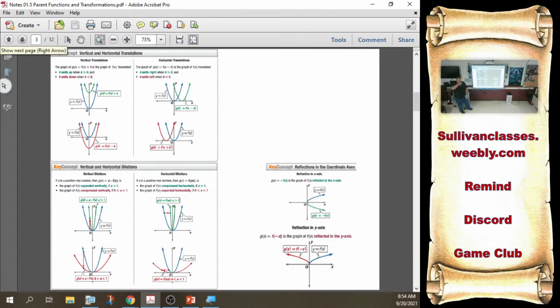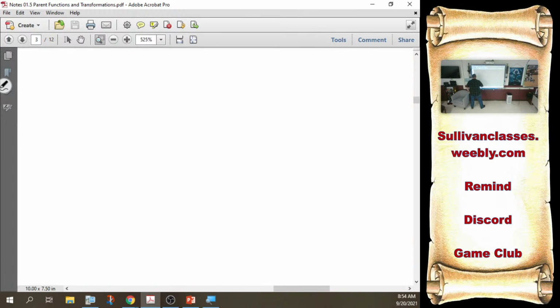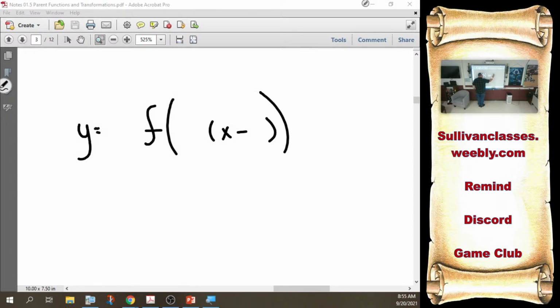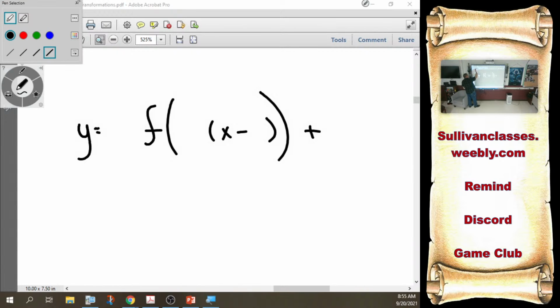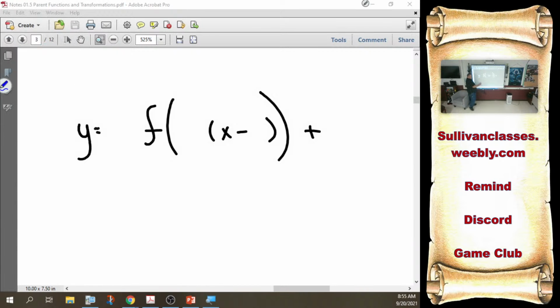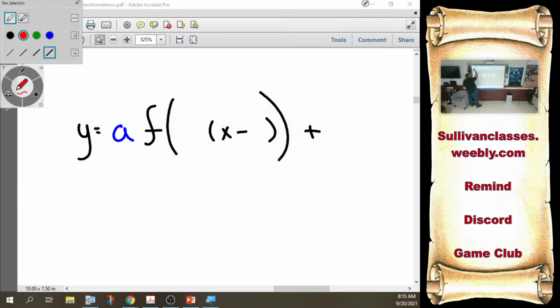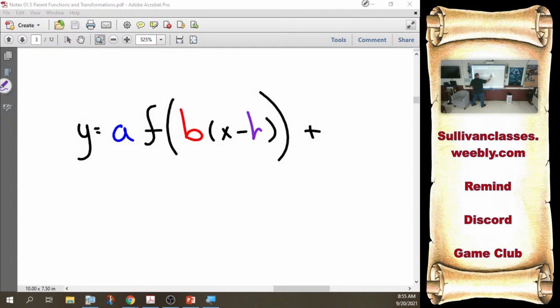Translate up, down, left, right, vertical stretch, vertical compression, vertical reflection, horizontal stretch or compression or reflection. And additionally, we're also going to have absolute value stuff. I got this spot up here blank for a reason. This is where we're going to put the Holy Grail. Y is f of, and you're like, oh, well, there's all these spaces. A, B, H, and K.